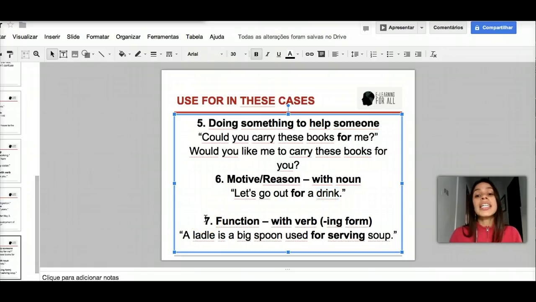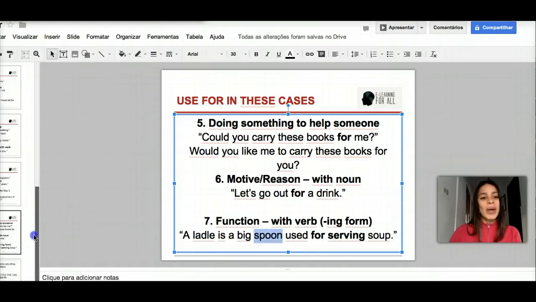Okay? And the last one is function with verb ing form. The function of something. Okay? A ladle is a big spoon used for serving food. This is the function of the ladle. Do you know what a ladle is? A ladle is a big spoon used for serving soup. Yes? Can you imagine what it is? The big spoon that we use for serving soup? I bet you can.